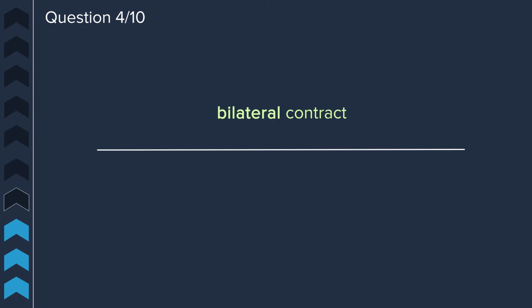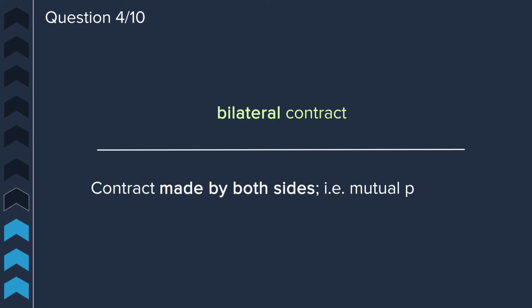Question 4. Define bilateral contract. A bilateral contract is a contract made by both sides. In other words, both sides have promised to do something.